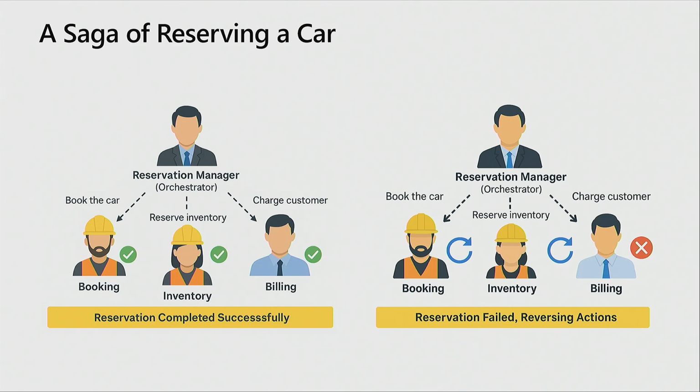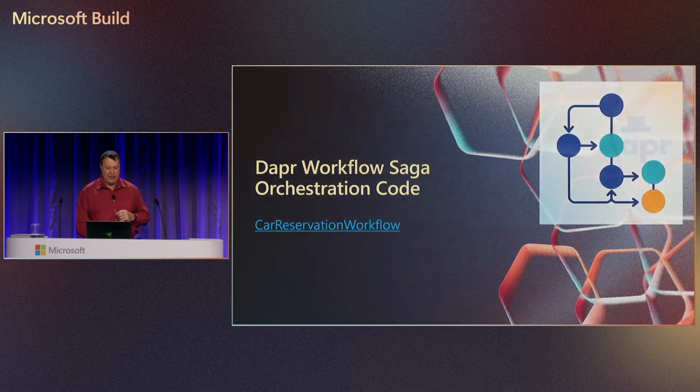Now, on the left, we have the success story. We have the reservation manager, we book the car, we assign the car in the inventory, and we charge the customer. But what happens if billing fails? Now we need to revert our action. So we need to bring the car back to the inventory, and in the booking, we need to write down that this transaction has failed. It's not like an atomic transaction where we delete everything. It's just a compensation process where we record the outcome of this process.